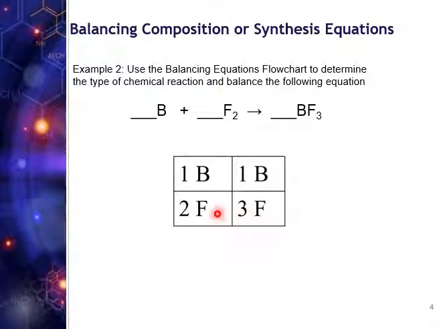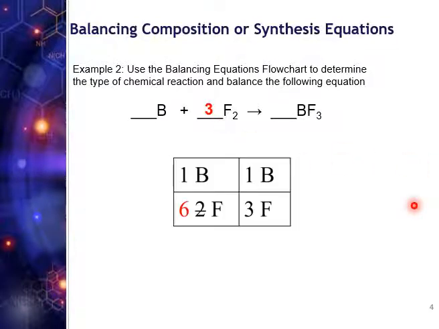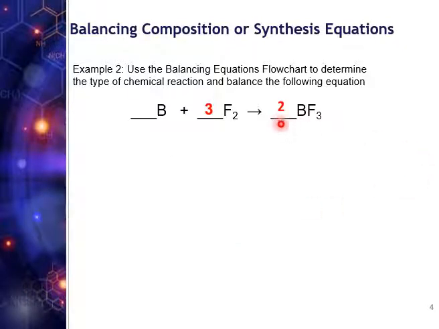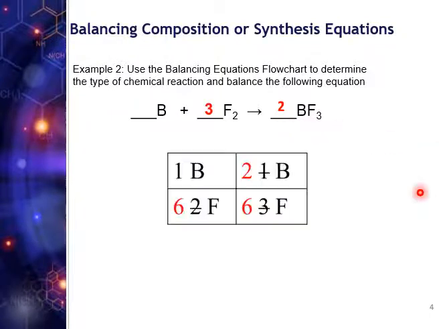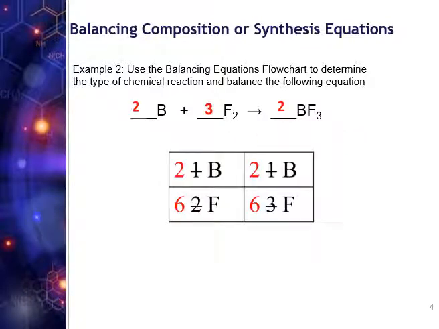I have a 2-3 situation again, so I'm going to balance the fluorine first. I multiply 3F2 on the left, that gives me 6 fluorine. Then I multiply 2 times BF3 on the right, which gives me 6 fluorines and 2 borons. I multiply boron by 2 on the left, and my equation is balanced. The final balanced equation is 2B plus 3F2 yields 2BF3.